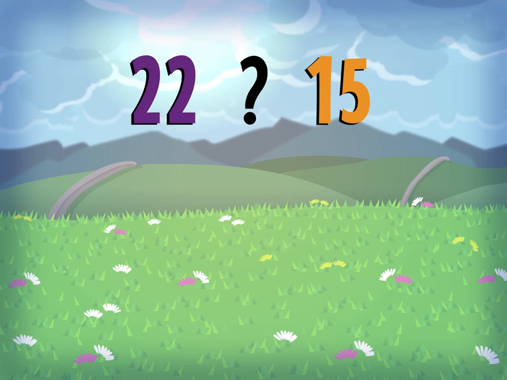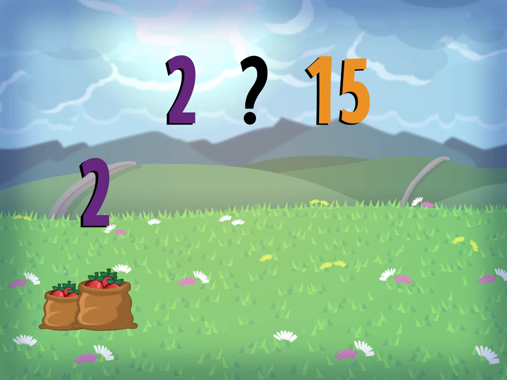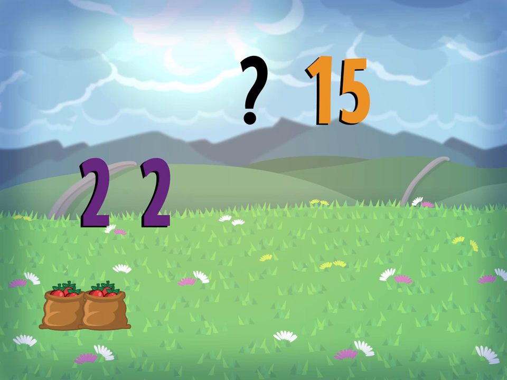Let's look at this number. It has two tens. We will use bags to represent tens. We will need two bags. Each of them will have 10 apples inside. But we say 2 tens. And we have 2 ones. We can represent them as 2 apples.